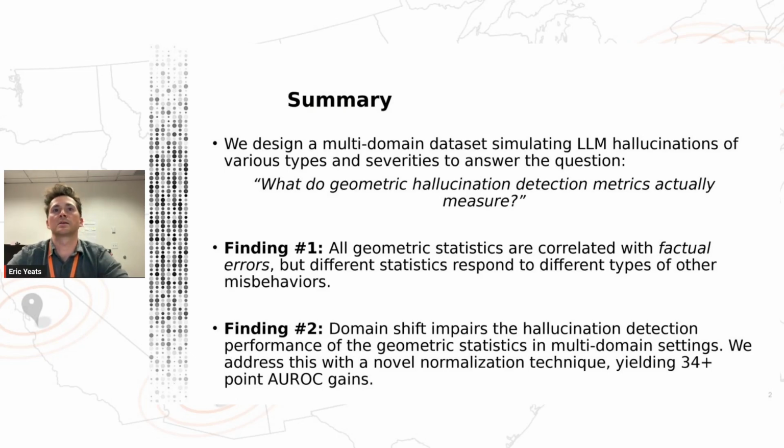Our second finding is that domain shift impairs the performance of geometric statistics in hallucination detection in multi-domain settings. We address this with a novel normalization technique, which yields a 34 point or more increase in area under the receiver operating characteristic in detecting those hallucinations in multi-domain scenarios.